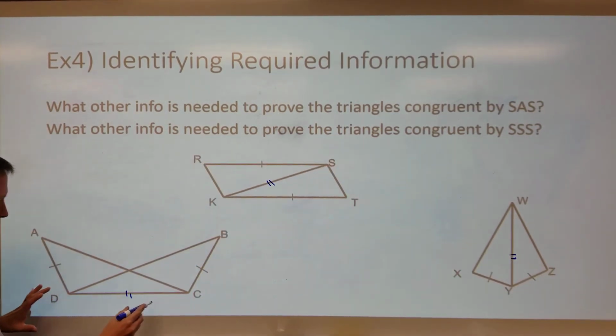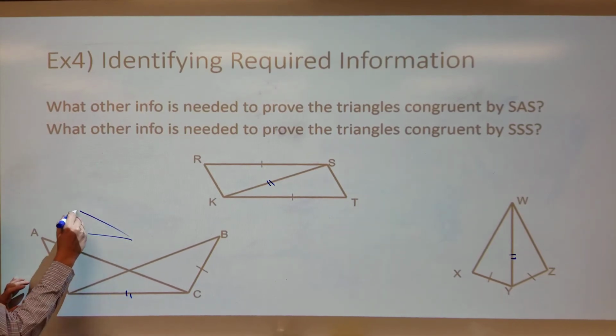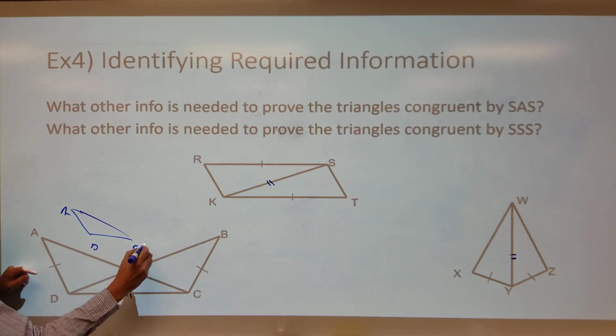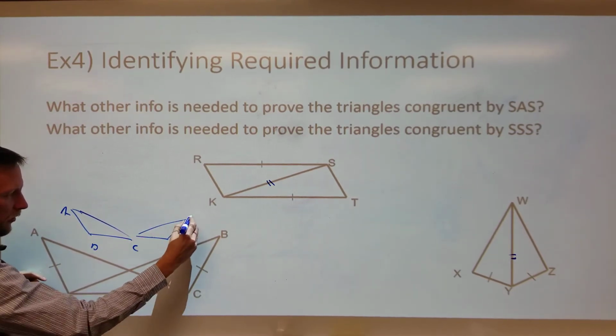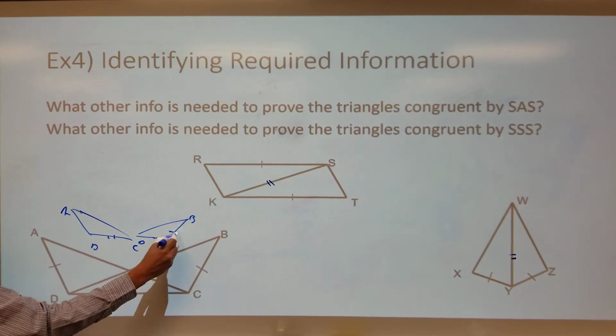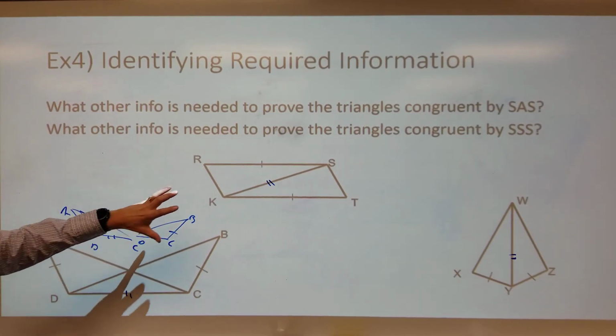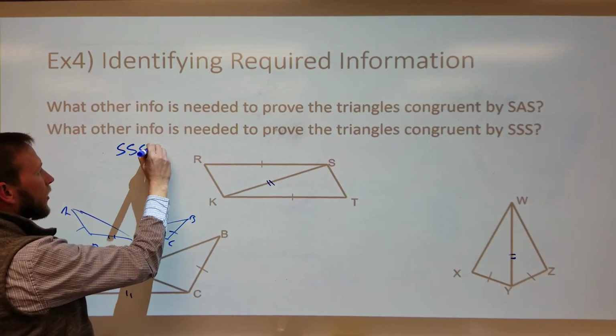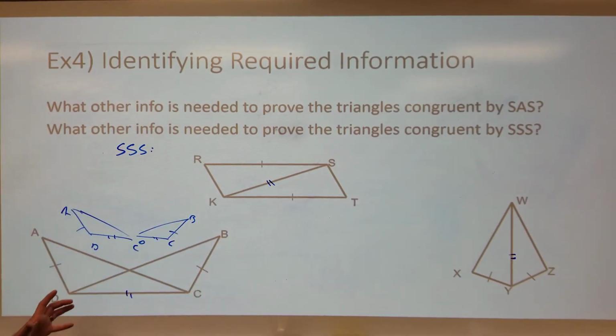This one's a little bit hard to visualize. We've got kind of like these overlapping triangles. This one is ADC, and then this one over here is BCD. But this is the same side, DC, right? And these are marked congruent. So the question is, what other piece of information do you need for side, side, side? So I'll do side, side, side for all of these first.